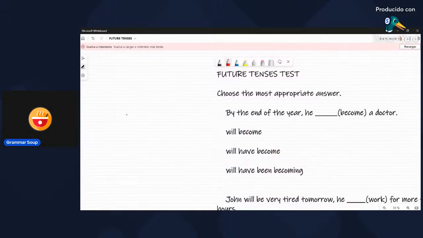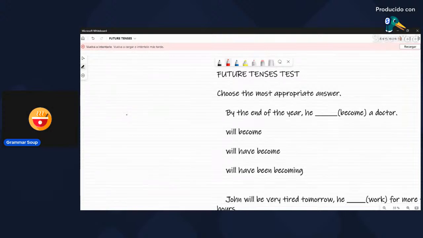Okay, hope you guys can follow me answering. If you guys have a piece of paper or something, you can write your answers. And let's see if we can actually agree on the same answers. We have the future tenses test. Choose the most appropriate answer.